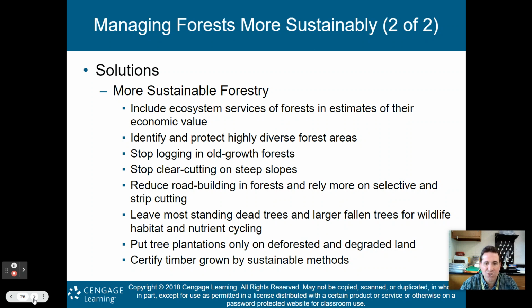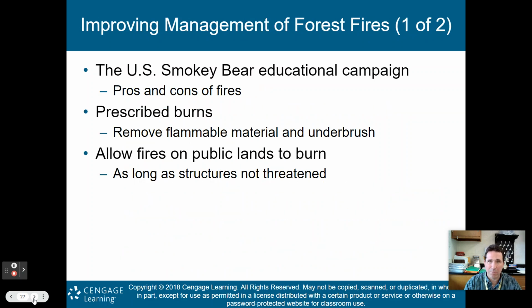Put tree plantations only on deforested and degraded land. Don't degrade or deforest more land. Find land that's already deforested or degraded, and that's where you put your tree plantations. And certify timber that is grown by sustainable methods. If we can certify that this timber was made sustainably, buy that timber. Don't buy timber that may not be grown by sustainable methods.